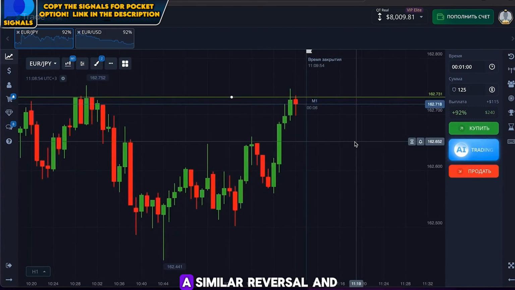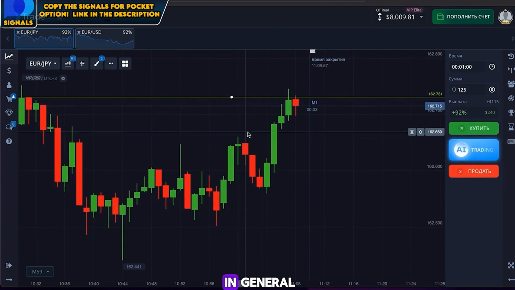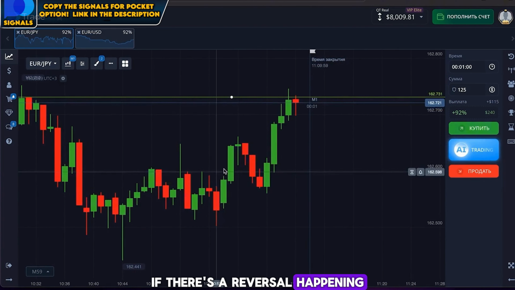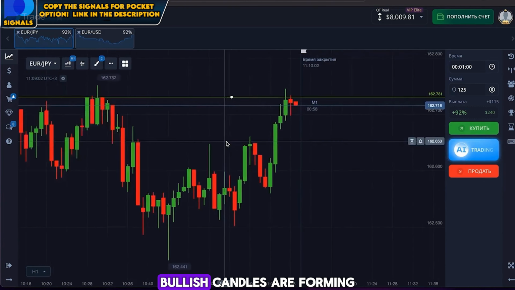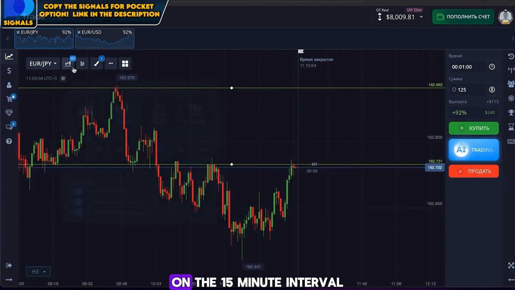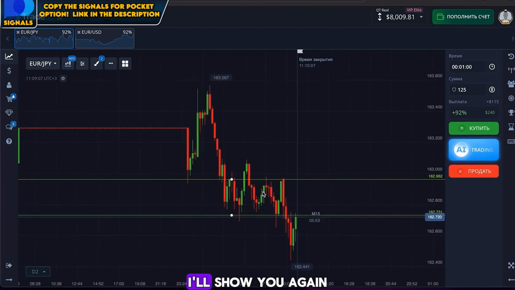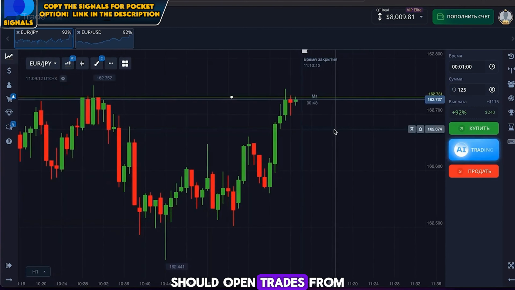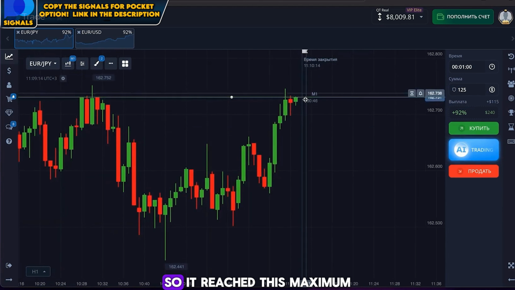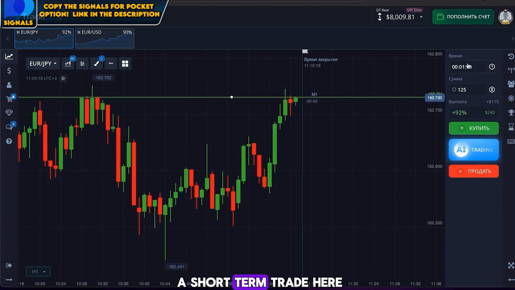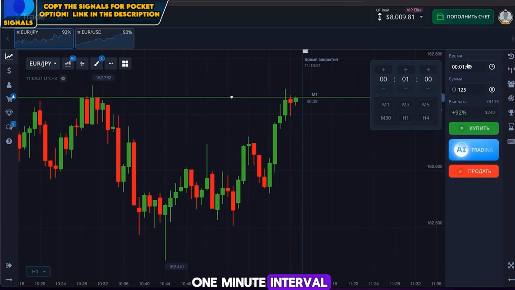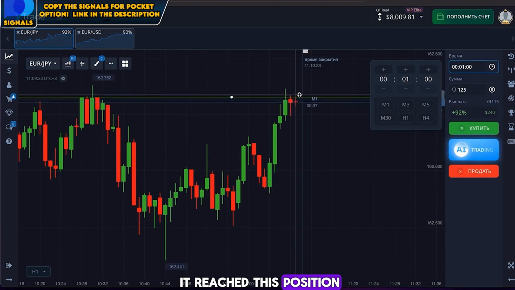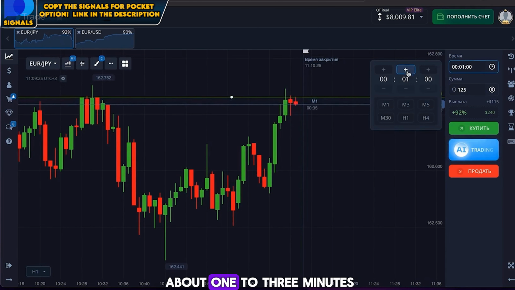So, if you notice a similar reversal, and in general, if there's a reversal happening, and you see that large bullish candles are forming during this trend on the 15-minute interval, I'll show you again, then you should know how to open trades here. You should open trades from these maximums that it reaches. So, it reached this maximum, and now we're opening a short-term trade here because we have a 1-minute interval. At this moment, when it reached this position, we open trades for about 1 to 3 minutes.